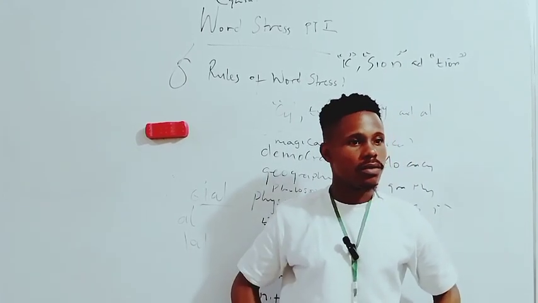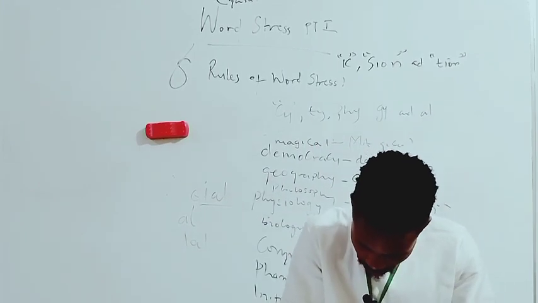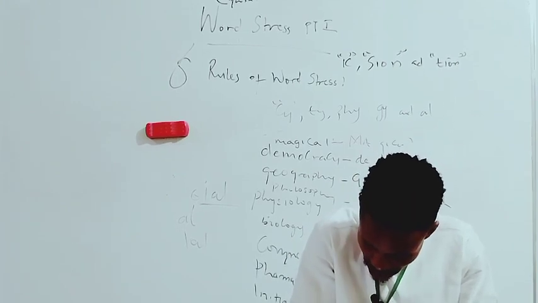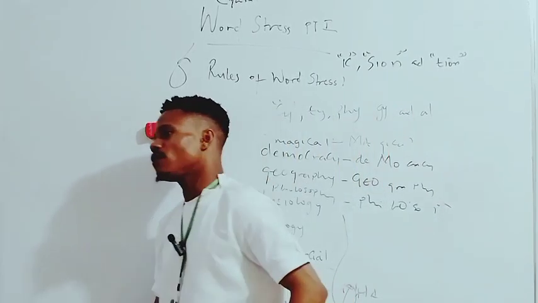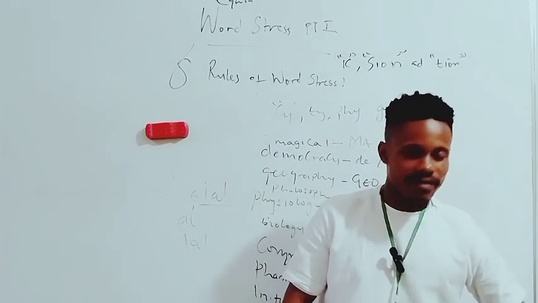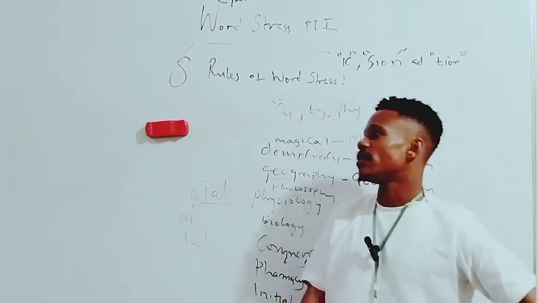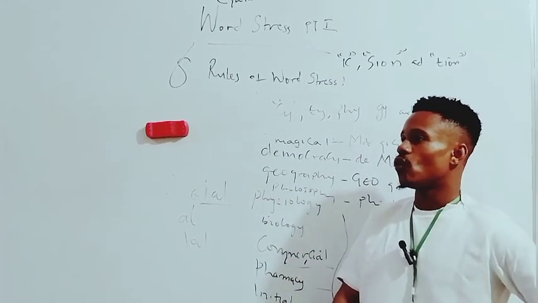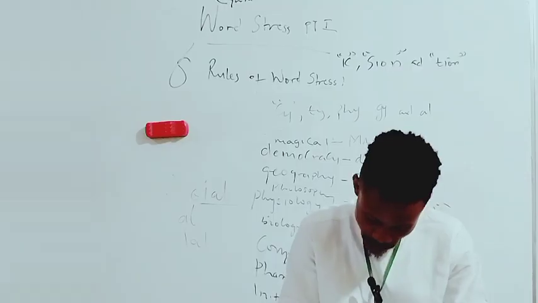Yes, the next rule, compound noun. The word stress on a compound noun is on the first noun. Example, football, stress foot. Keyboard, stress key. Key holder, stress key. Shoe pad, stress shoe. Padlock, stress pad.